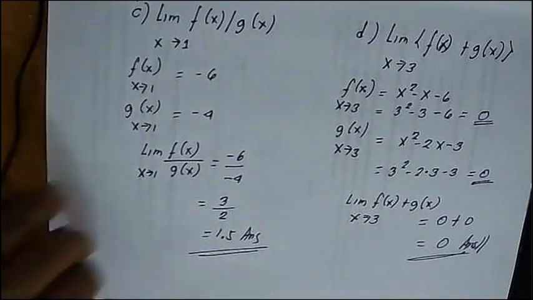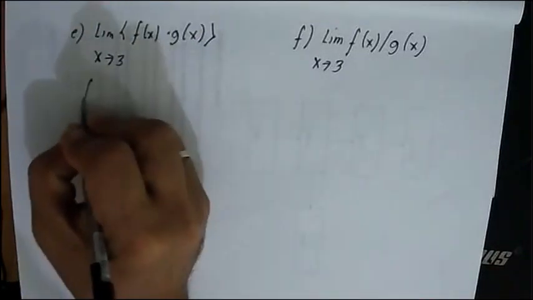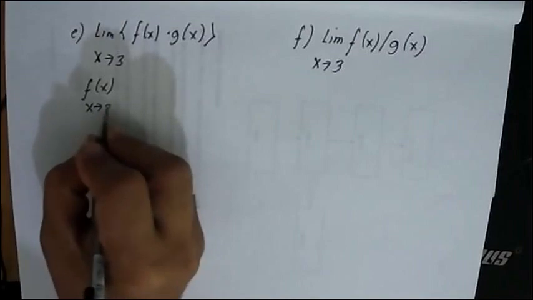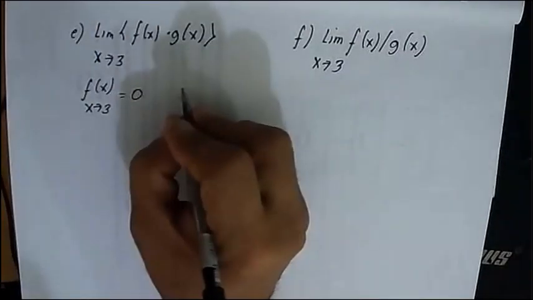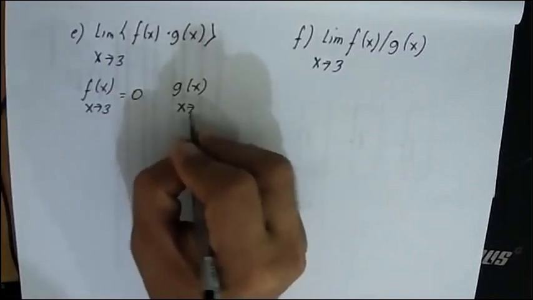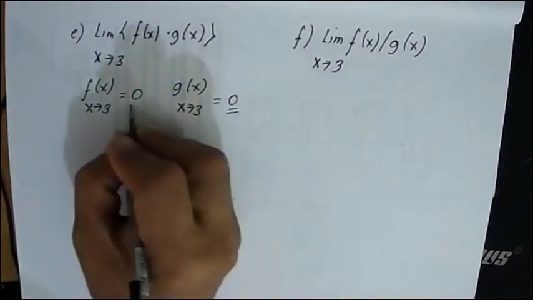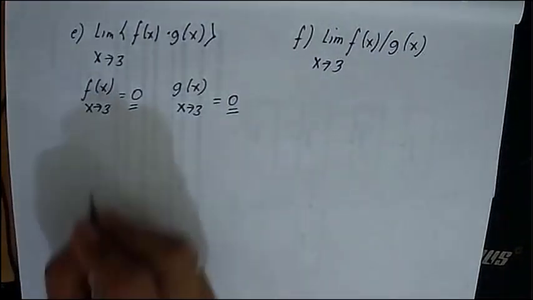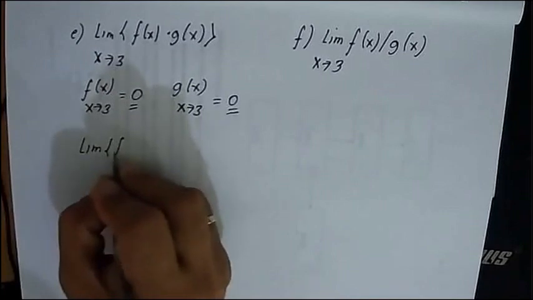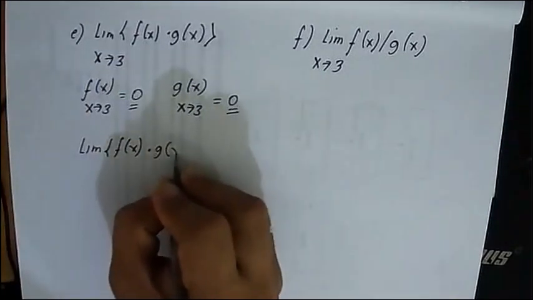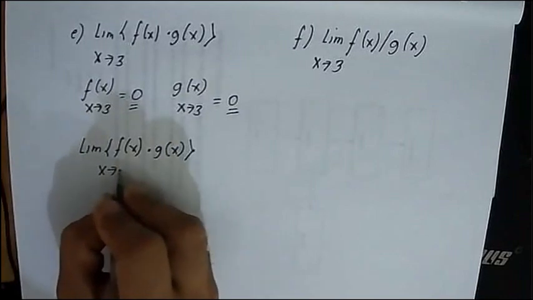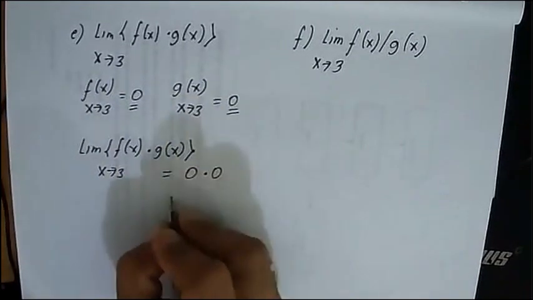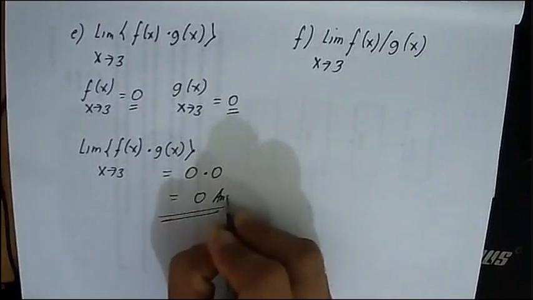Okay? Next, we have letter E. We have multiplication, no? So under your multiplication, we have, okay, yung function of x natin kanina, as x approaches to 3, our answer is 0. Tapos yung g sub x, as x approaches to 3, our answer is 0 din po siya. Okay, kanina, no? So therefore, we're going to multiply limit the function of x multiplied by g of x, as x approaches to 3 is equal to 0 multiplied by 0. The answer is 0 po.